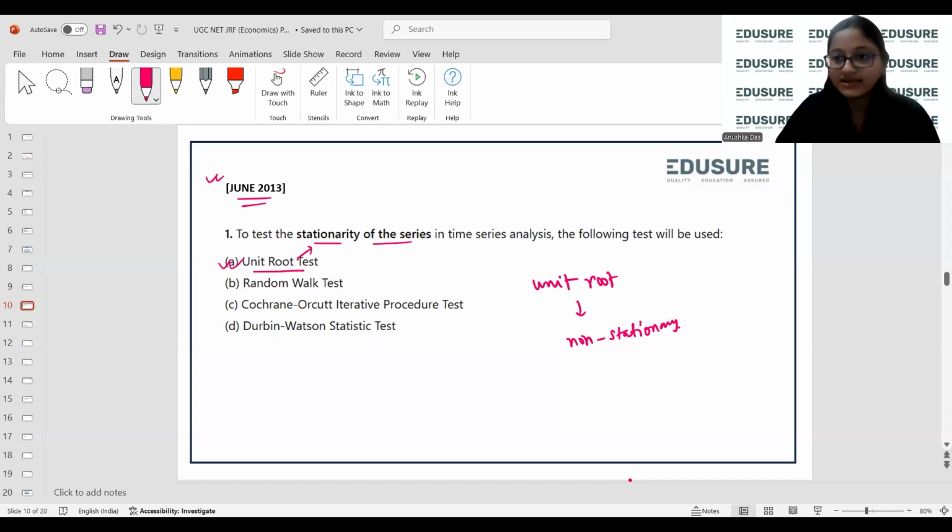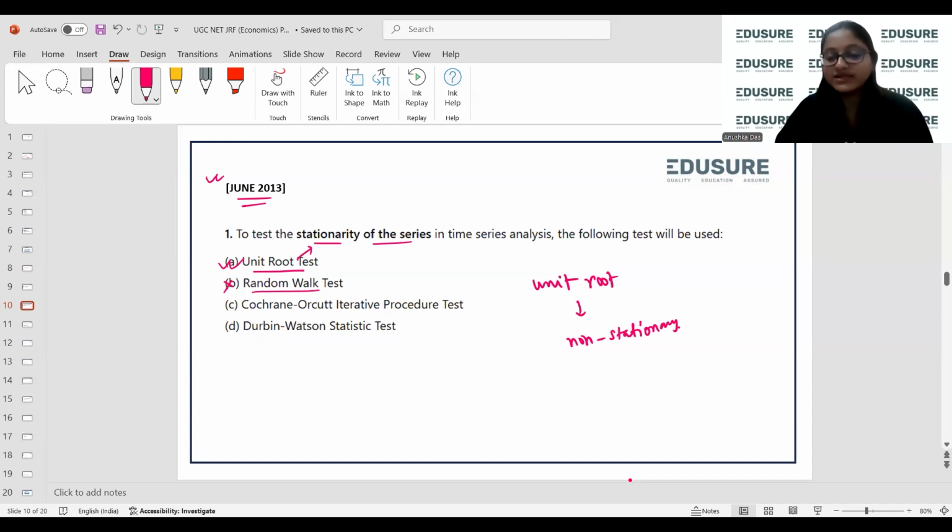Now see why the rest of the things are not true. Random walk is a process. It's not a test. Random walk is also non-stationary, but it is not a formal test. Random walk is the name of the process. That is why this is not true. Now you have the Cochrane-Orcutt iterative process. This is used to find out autocorrelation.